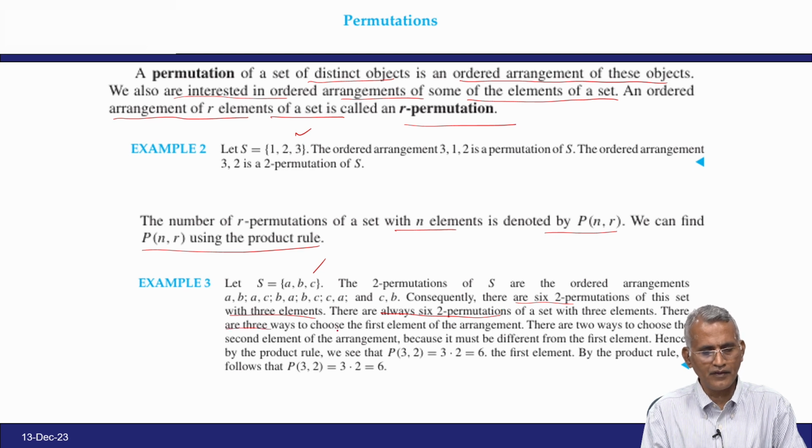There are 3 ways to choose the first element of the arrangement, and there are 2 ways to choose the second element of the arrangement, because it must be different from the first element. Hence, the product rule says that 3P2 is nothing but 3 into 2, which is equal to 6. So, this way we can apply the product rule.